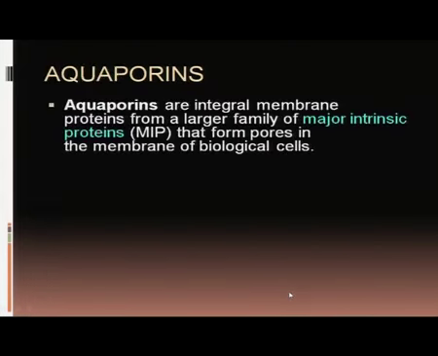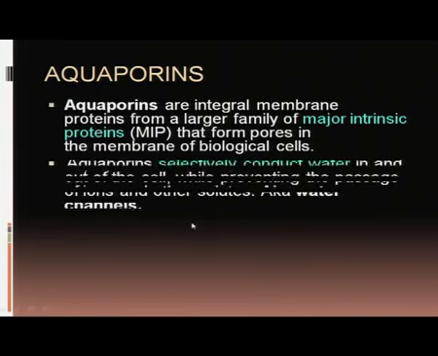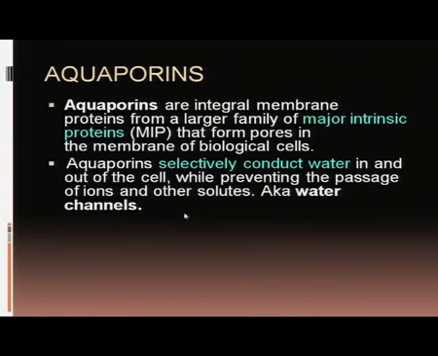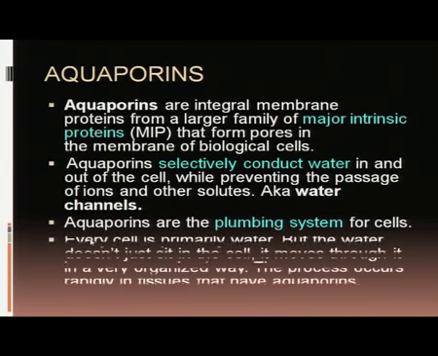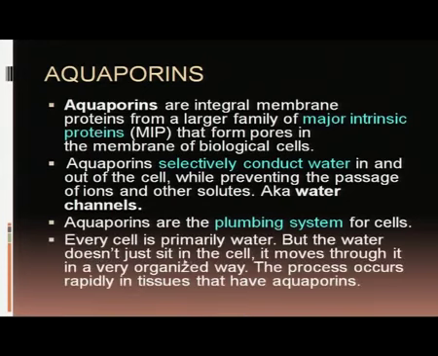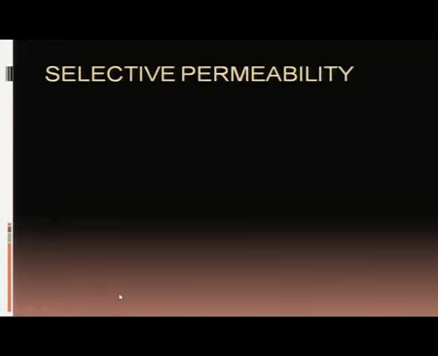Aquaporins are also special channels. They are used for transport of water. They selectively conduct water in and out of the cell, but they do not allow the solutes to pass through them. So, they are the plumbing systems of the cell. Every cell is primarily water, but the water does not just sit in the cell, it moves through it in a very organized way, and this process occurs rapidly in the tissues that have aquaporins.